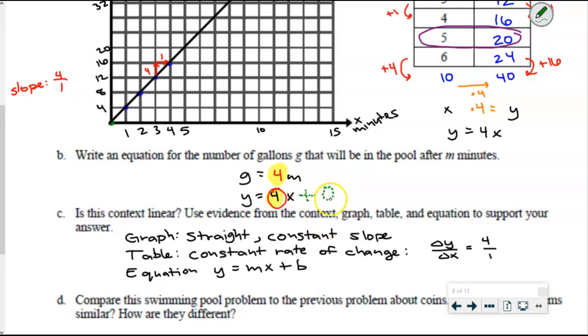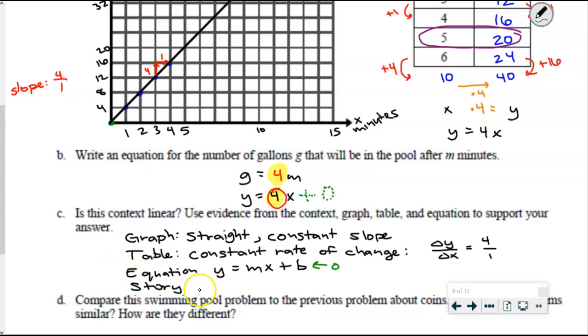If the pool's empty, what does that mean? Plus 0. We're lazy though, so we don't normally write it down, but does it still fit that format? Yeah, it just happens to go through the origin because it is empty. It's proportional.